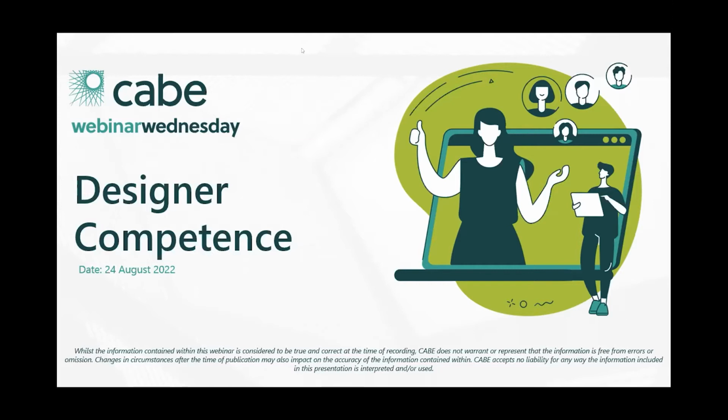And today we are looking at designer competence, providing an overview of the duty holding regime in England and Wales, followed by a detailed explanation of the duties that will be imposed on designers.